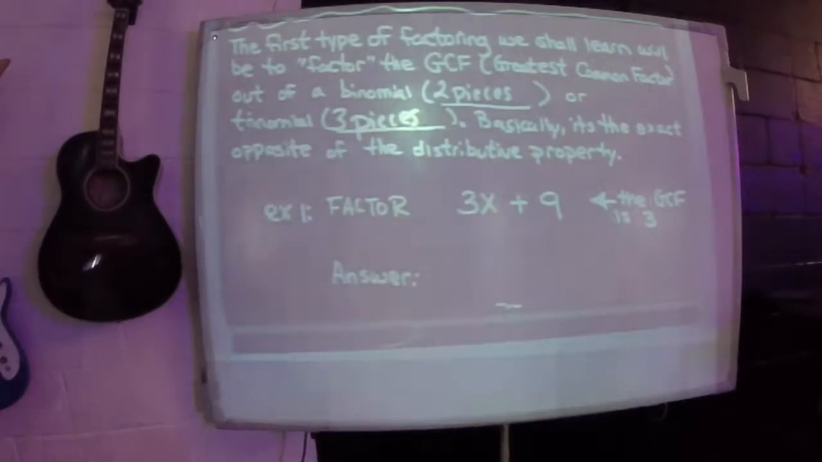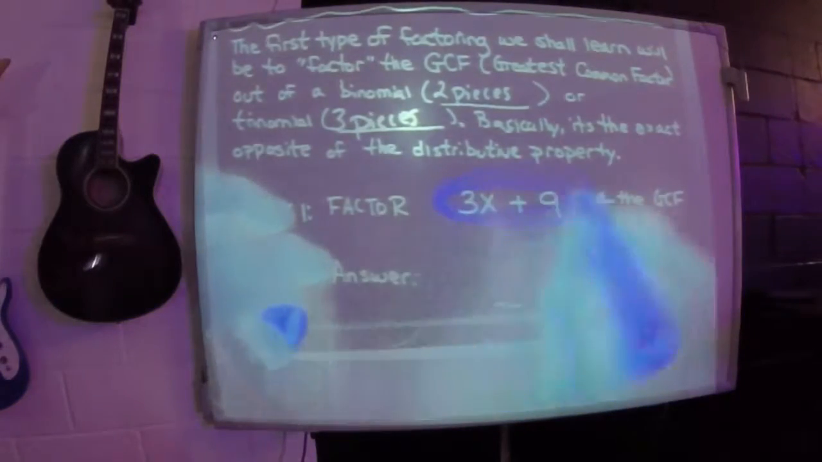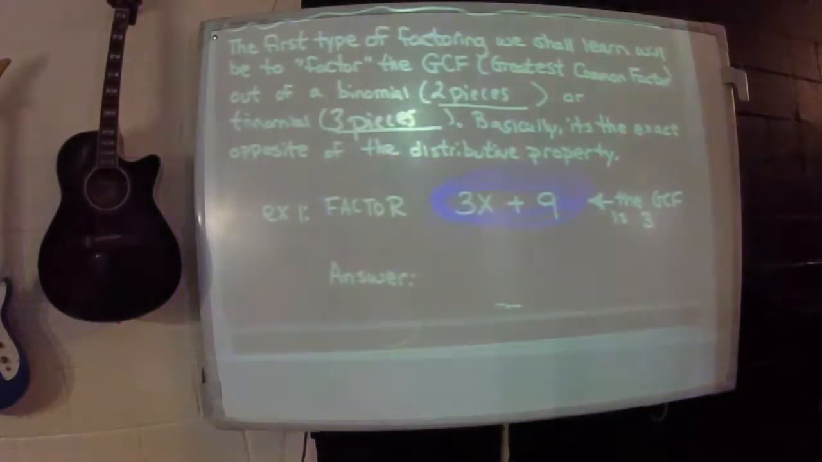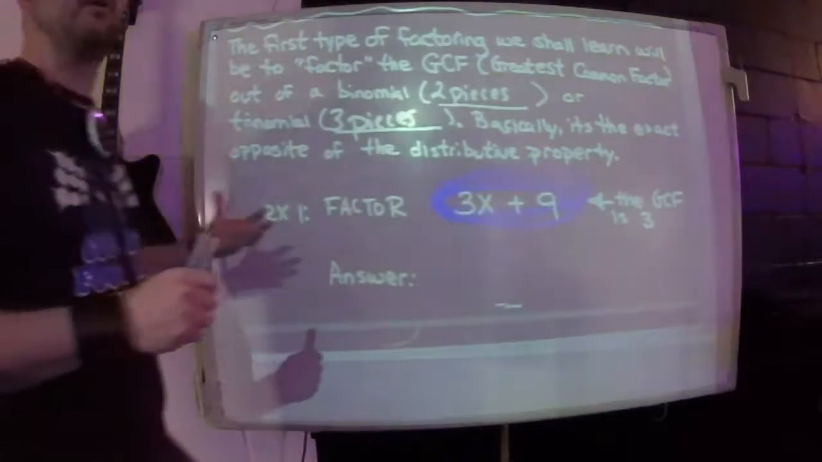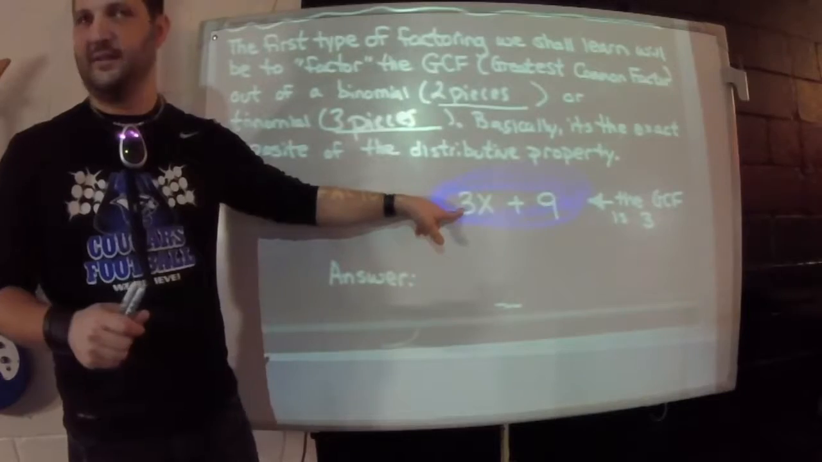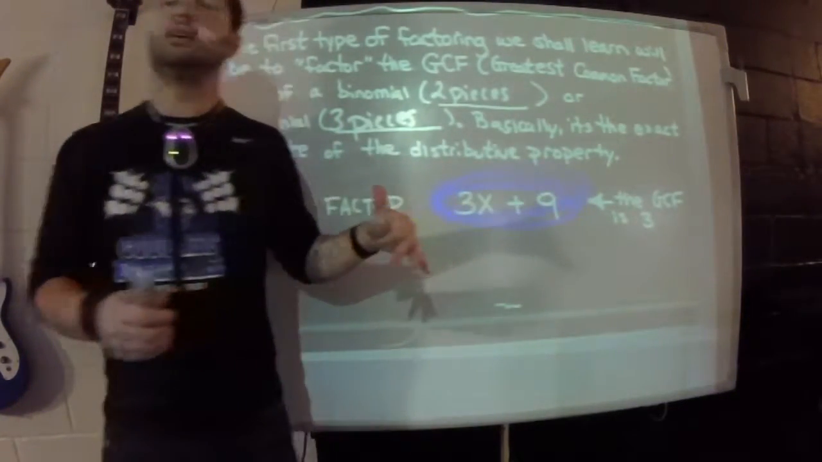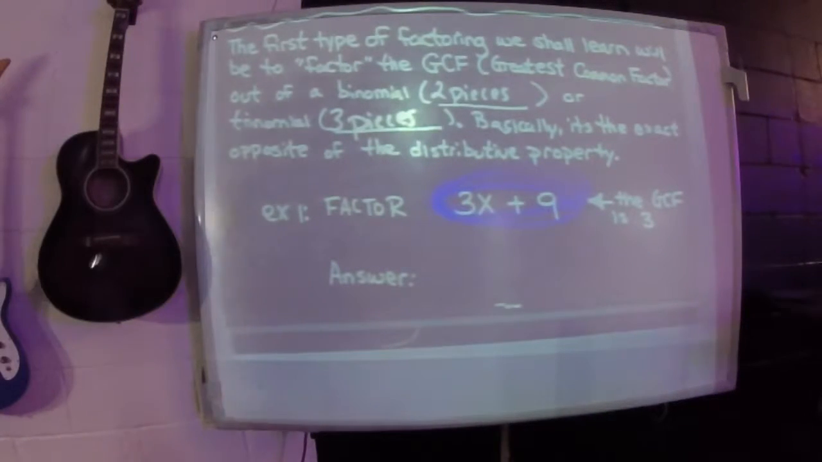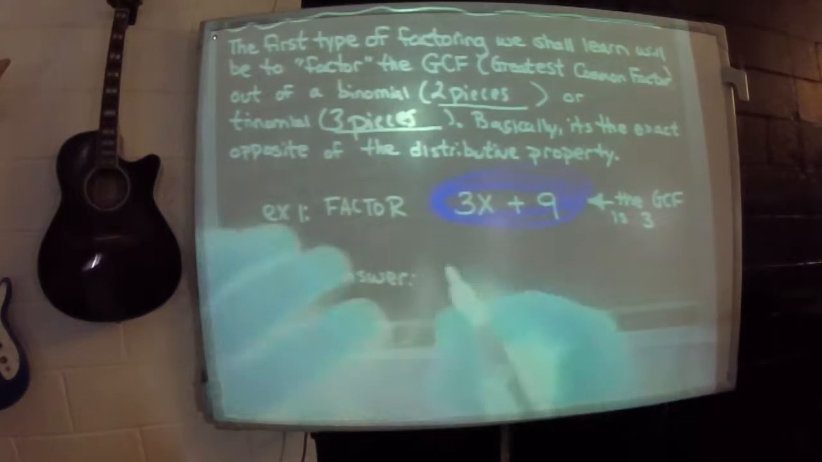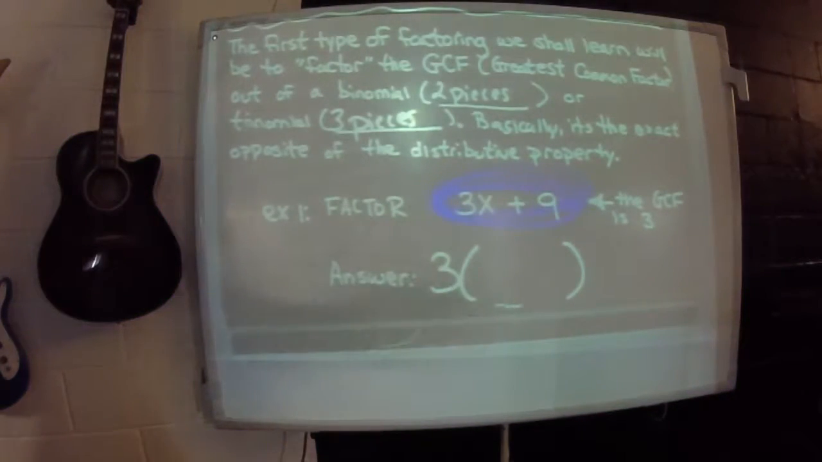So let's start with this. Is this a binomial or trinomial? Binomial. Now, what I want to do is find some number that I can divide both of these by. 9? Well, I can't divide that one by 9. Oh, 3. Yeah, 3. If I can divide both of them by 3, I'm going to take a 3 out, which means I'm going to write a big 3 and then a parenthesis. So it's the opposite of distributing.